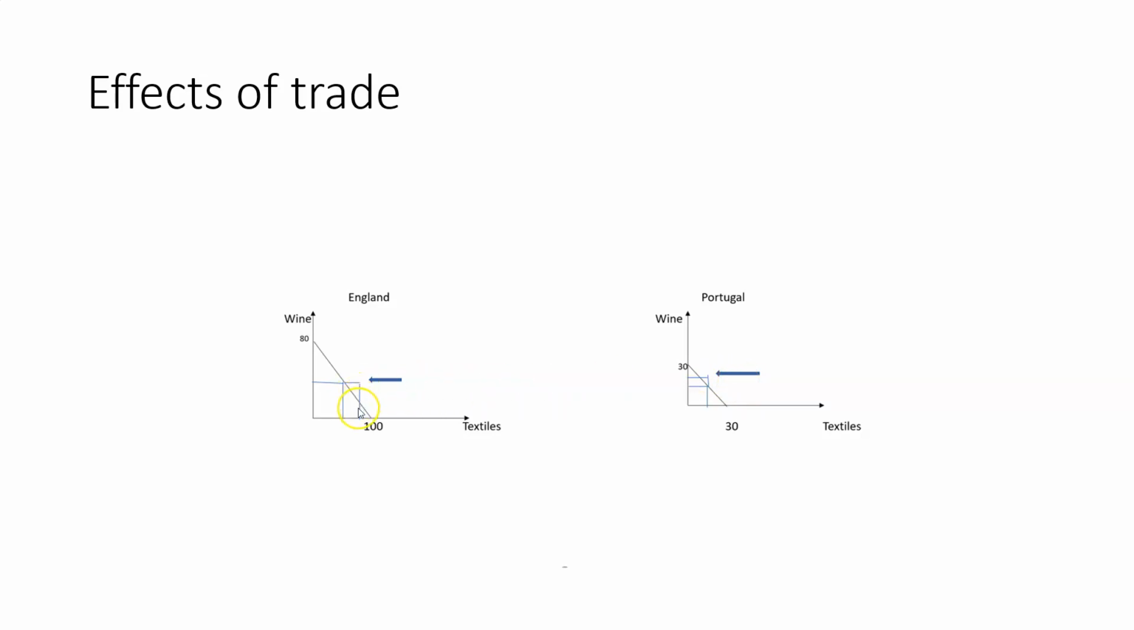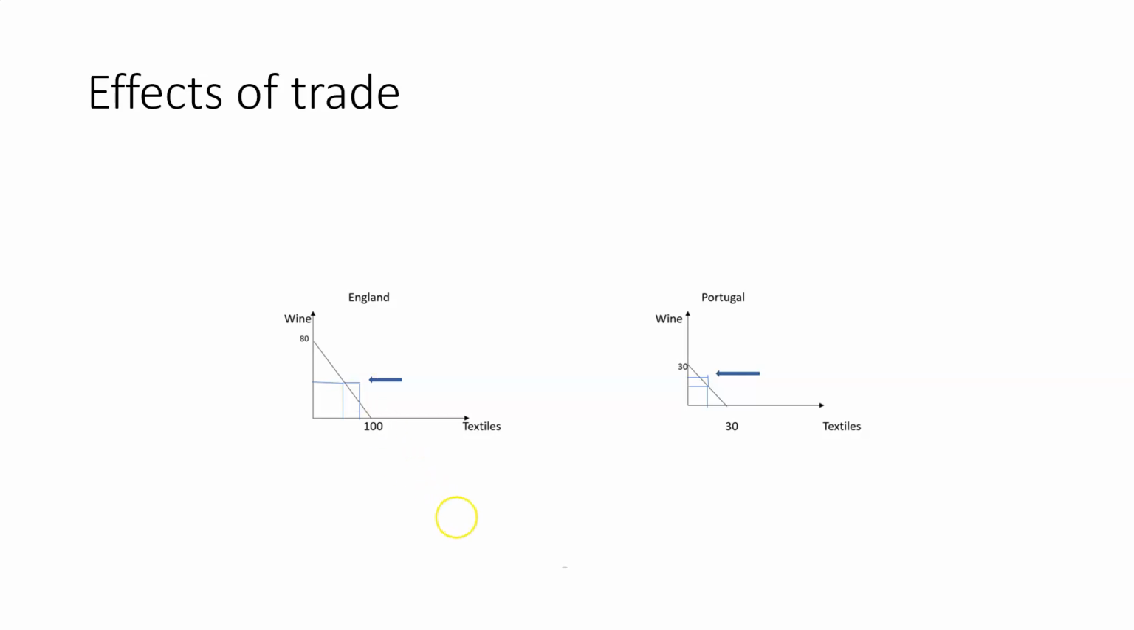Well, let's look at England. England had 100 bolts of cloth. It gave you 20 in order to get the 10 kegs of wine it wanted. So it got its 10 kegs of wine, which it had before. But now, how many bolts of cloth has it been left with? It had 100. It gave you 20. That gave it 80. And so now with 80 bolts of cloth and 10 kegs of wine, England is also beyond her production possibility curve.